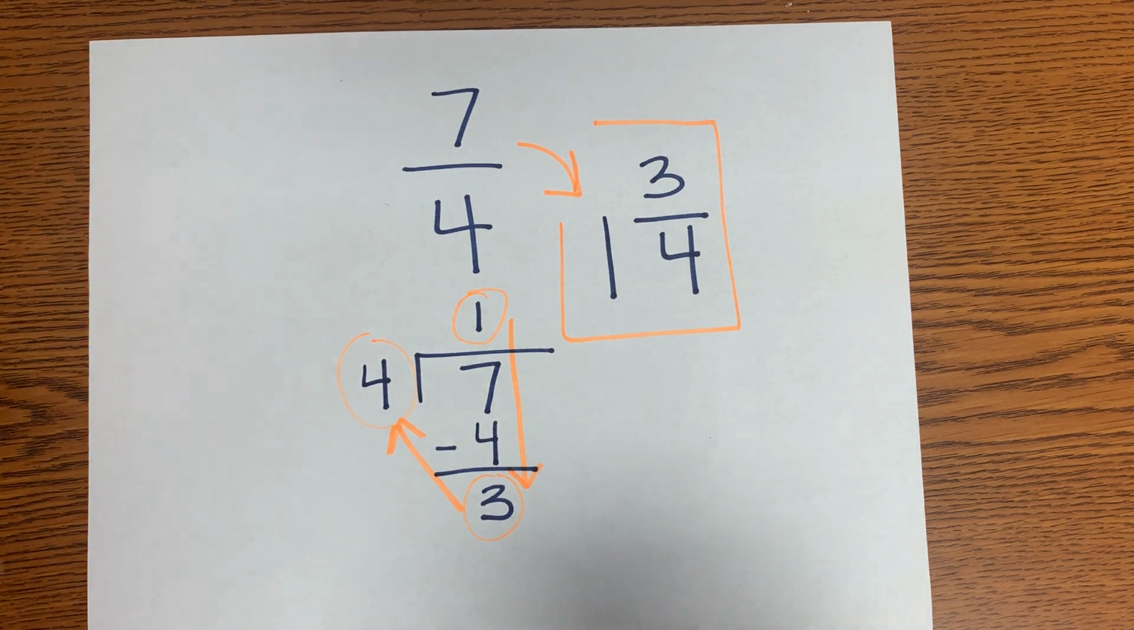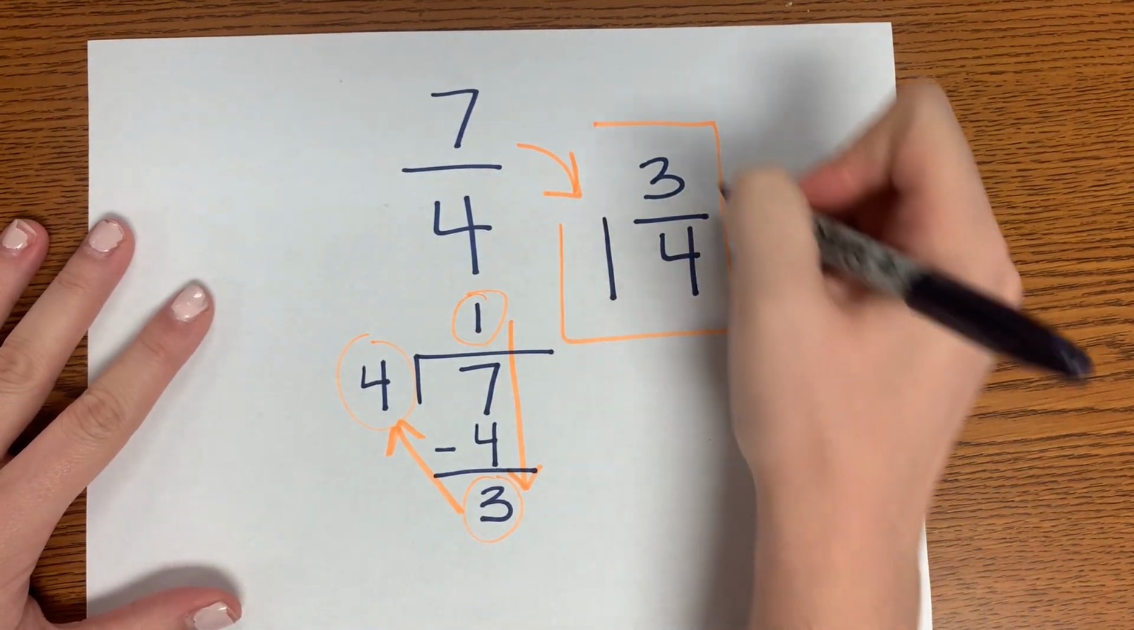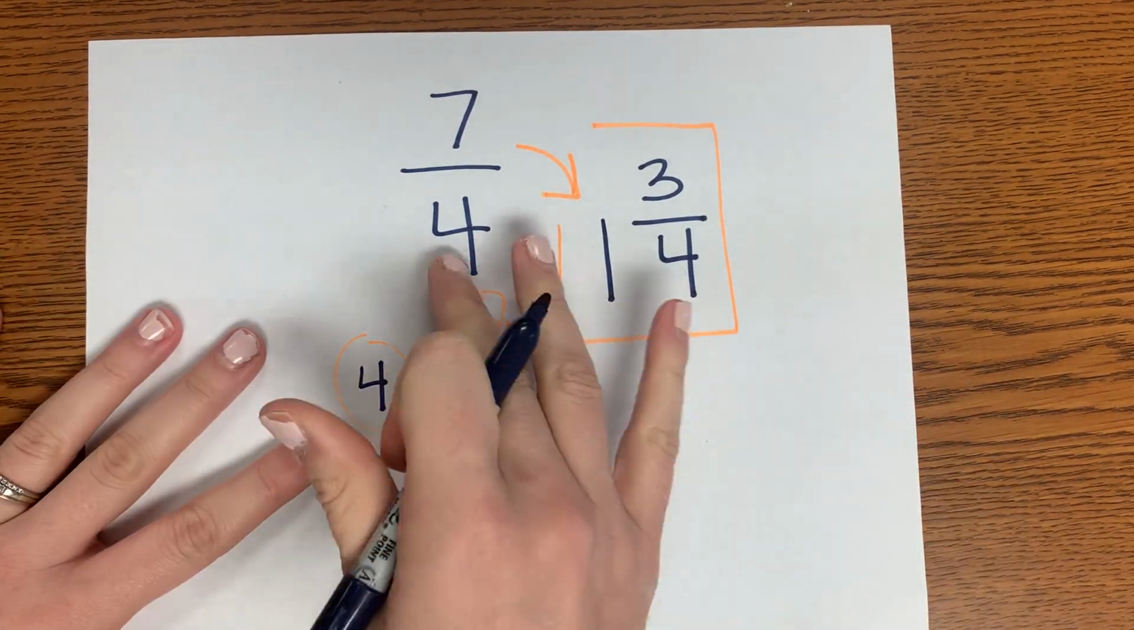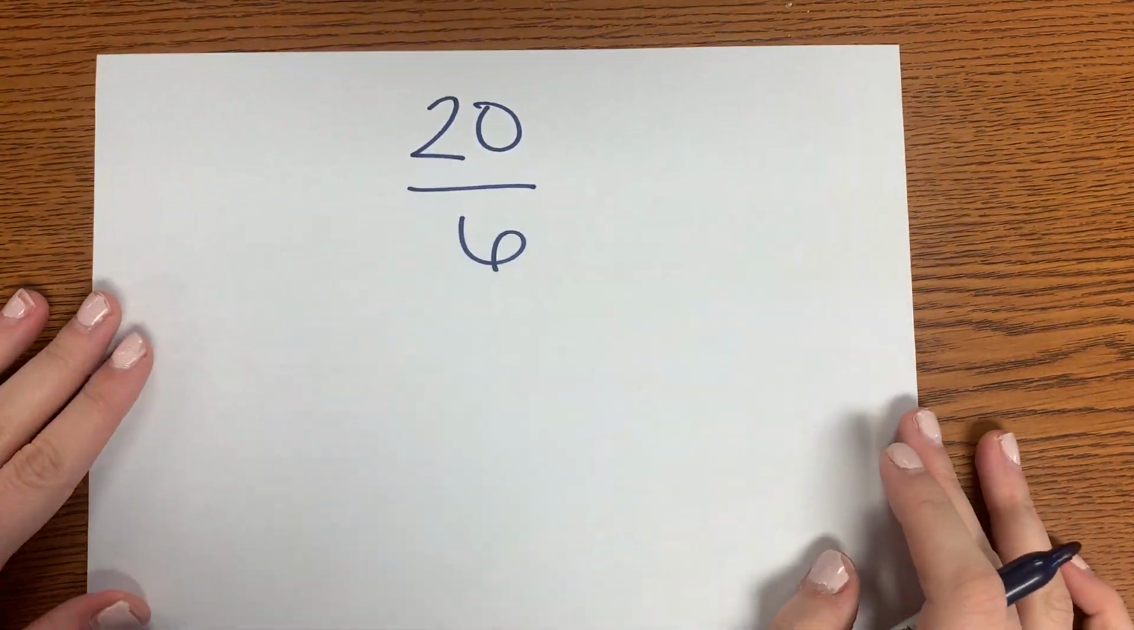If you would like to check your work, you can by changing your mixed number back into the improper fraction, and you'll find that they are equivalent. So let's do one more example to help get you through the day here.